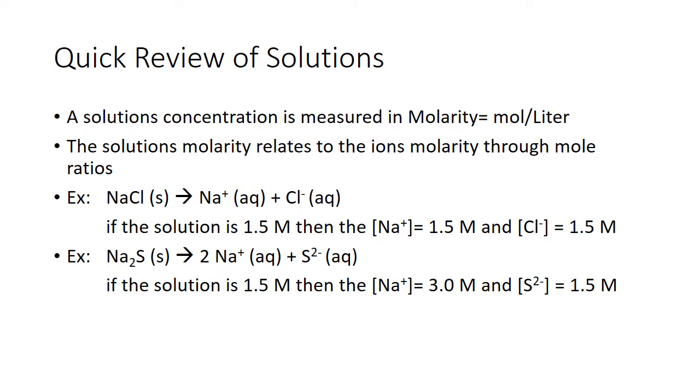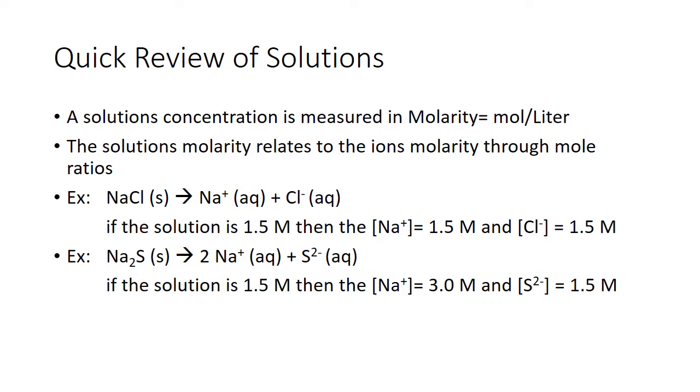So if we had a 1.5 molar sodium chloride solution, then since it's a 1-to-1 ratio from NaCl to Na, and NaCl to chlorine, the sodium ion concentration is also 1.5 molar and the chlorine ion concentration is 1.5 molar. Everything's a 1-to-1 ratio, so it's a direct relationship there.